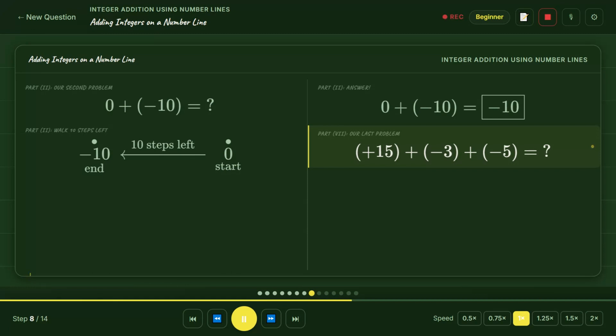Now the last one. This one has 3 numbers to add. We have positive 15, then add negative 3, then add negative 5. Don't worry, we will do it one step at a time. We start on the number line at 15.